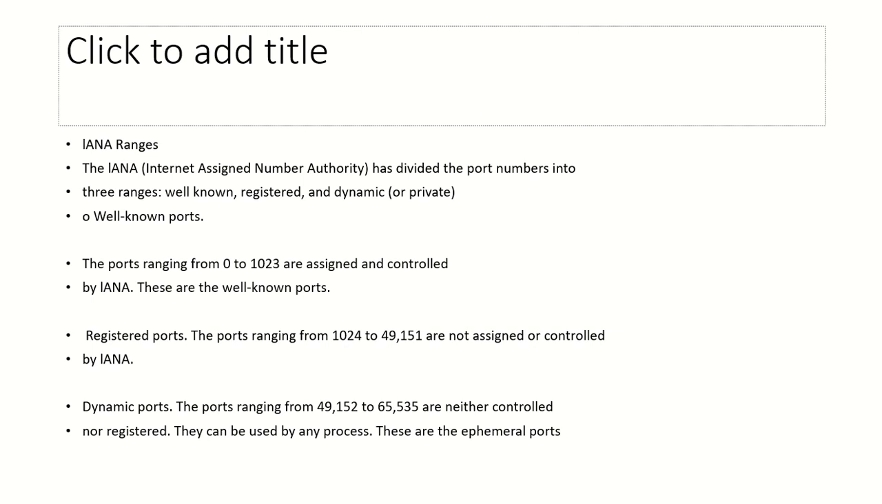Now there are some ports called registered ports, whose range is from 1024 to 49151, which are not assigned but controlled by IANA. Similarly, the third category is dynamic ports, whose range is from 49152 to 65535, which are neither controlled nor registered by IANA, and they can be used by any process or also used as ephemeral ports.